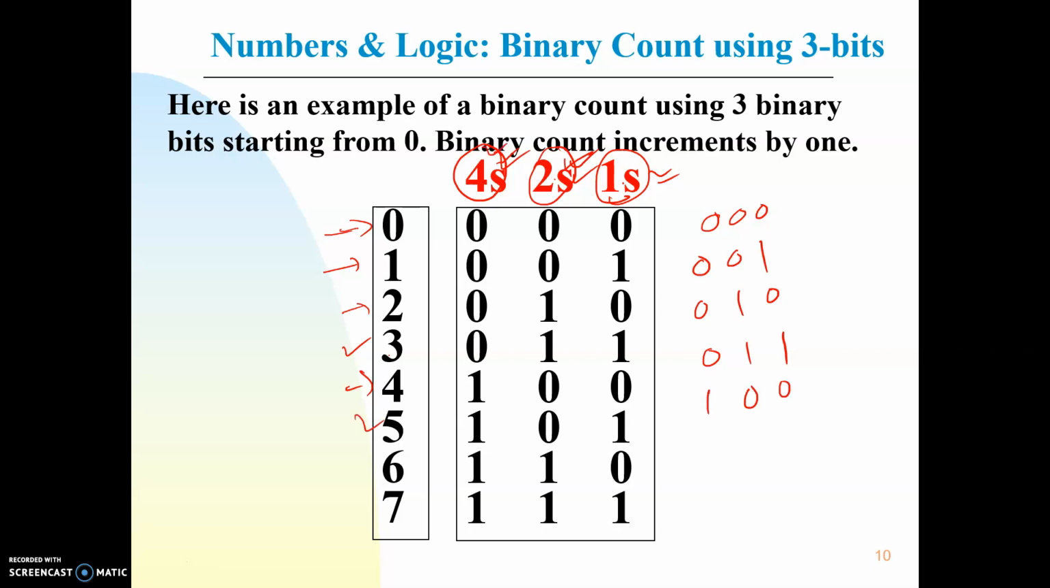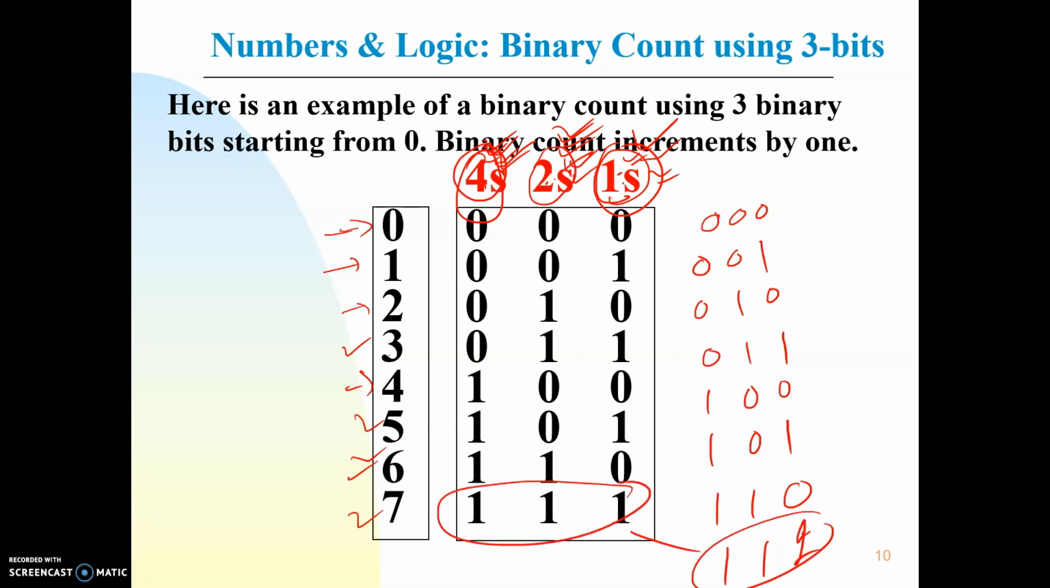For 5, that is 4 plus 1, this position and this position will be 1 and the other will be 0. For 6, 4 plus 2, that is the 4 position and the 2 position will be 1 and the other position will be 0. And for 7, 4 plus 2 plus 1 is 7, so all positions will be 1. That is why 111 is given for 7.